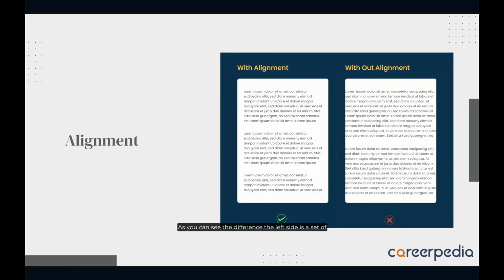As you can see the difference, the left side is a set of paragraphs with alignment and the right side does not have any alignment. So on the left side, we have the paragraphs aligned to the left, whereas on the right side, they are not organized at all. We do not know if it is middle alignment or left alignment because the spacing is not given on either side.